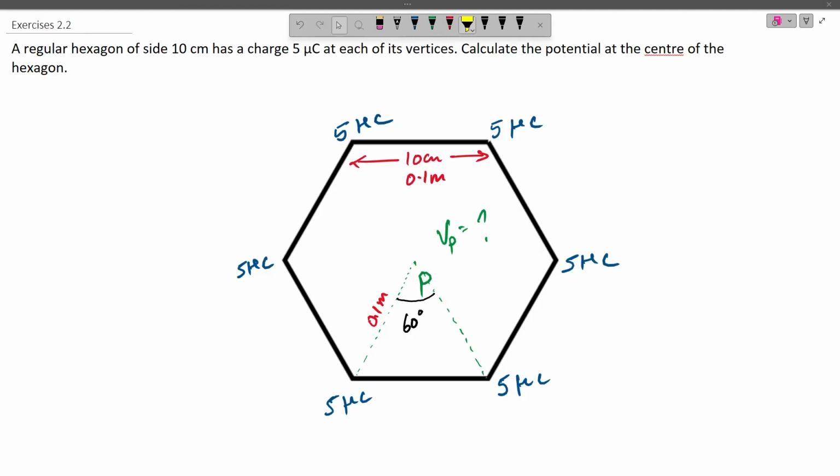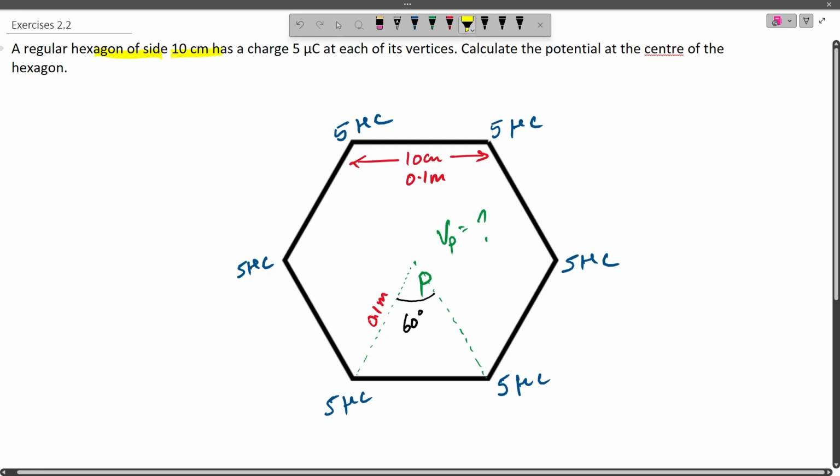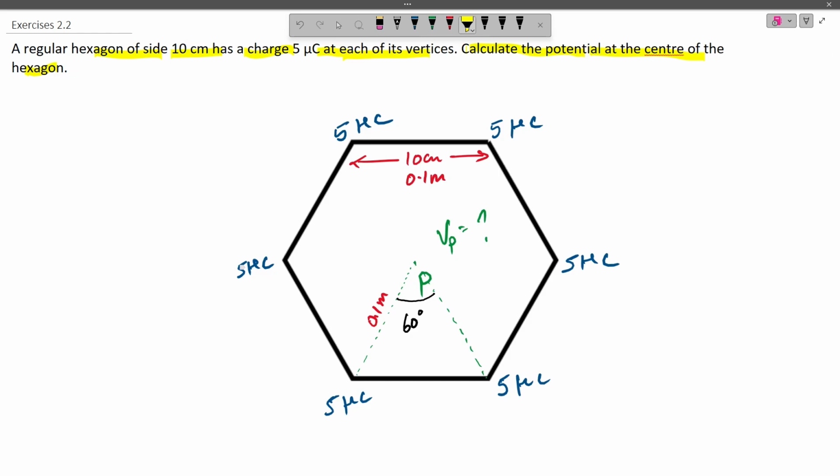The question says that a regular hexagon of side 10 cm has a charge of 5 microcoulomb at each of its vertices. Calculate the potential at the center of the hexagon. Now the system of charge here is a hexagonal pattern. On each vertex of the hexagon there is a 5 microcoulomb charge present, and we have to find out what is the potential at the center of the hexagon.